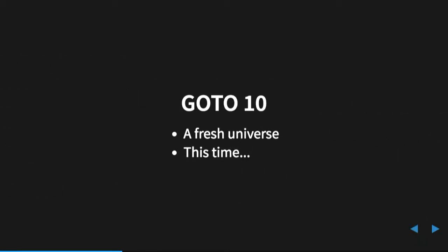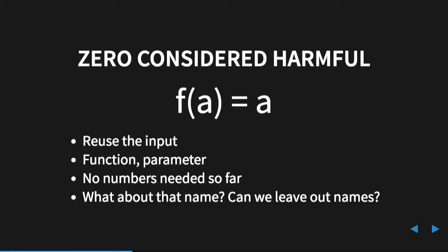So let's just throw that universe out and we'll get a whole fresh universe. And that's okay because they come in packs of 12. So this time we're just going to try and make an even simpler function. So since the zero seemed to be a bit of a problem, how can we get rid of that? And perhaps the most obvious way is to simply return the same result that we passed in as a parameter. We're just going to reuse that parameter. And, well, at least now we've completely managed to avoid numbers.